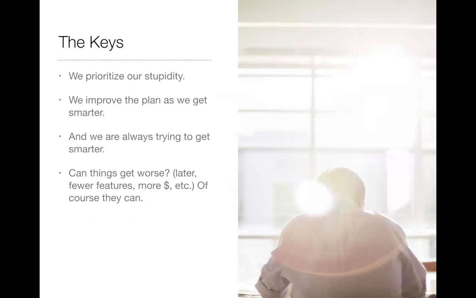Okay, so what are the keys? We prioritize our stupidity. We improve the plan as we get smarter. And we're always actively trying to get smarter with 7 or you might say 11 of us. Can things get worse? Sure, they can. They always have with our projects.